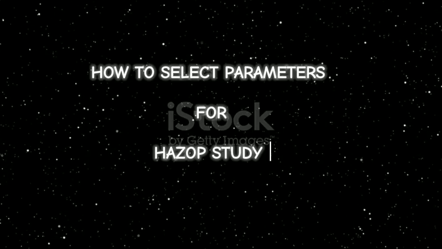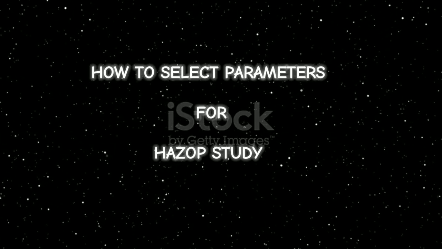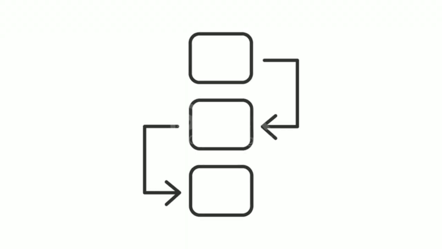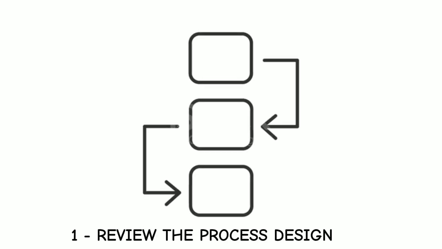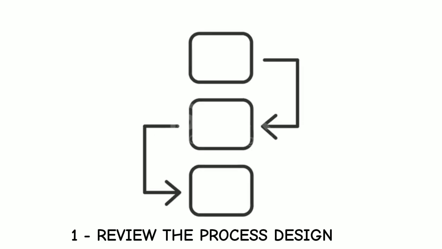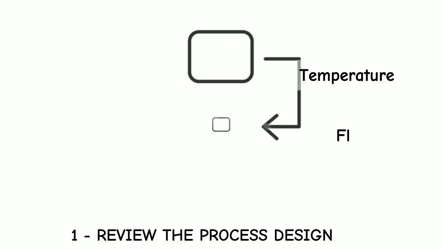How to select parameters for your HAZOP study? Now let's dive into the process of selecting the right parameters for your HAZOP study. Here is a simple step-by-step guide to help you. Review the process design. Start by thoroughly reviewing your process flow diagram, PFD, or piping and instrumentation diagram, P&ID. Look for equipment and sections where parameters like pressure, temperature, and flow are critical.